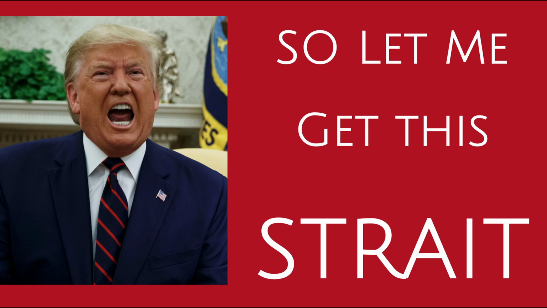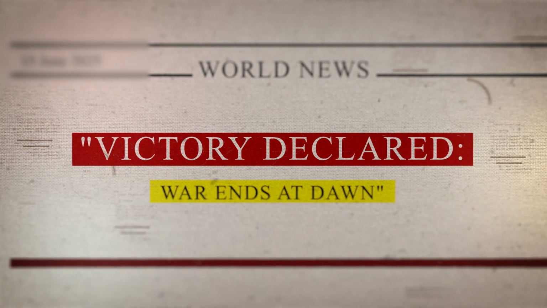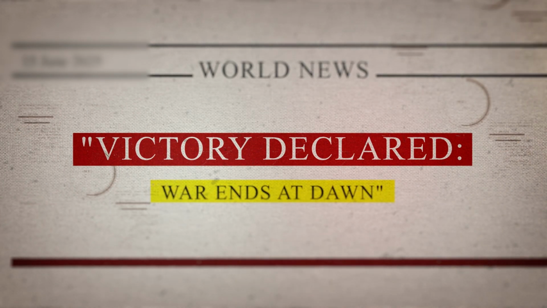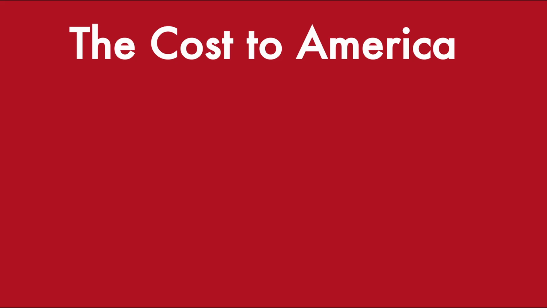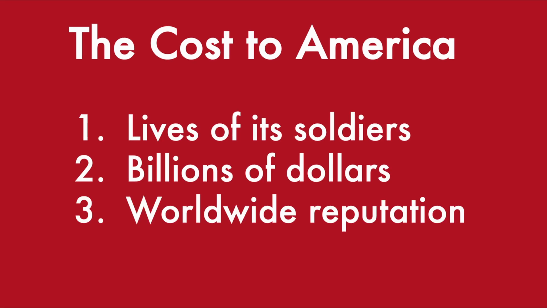There are many examples of Trump screwing up that we could choose from, but because it's current, we're going to talk about the Iran conflict. Now, it's possible that by the time you see this video, the Iran conflict might actually have been resolved. But regardless of when that actually occurs, I'm going to explain how Trump mismanaged this conflict from the beginning and in the process cost America the lives of its soldiers, billions of dollars, and its standing in the world.